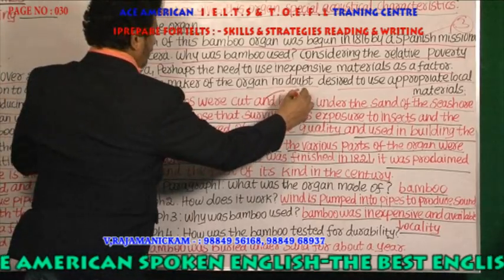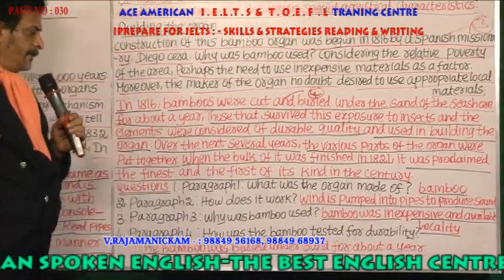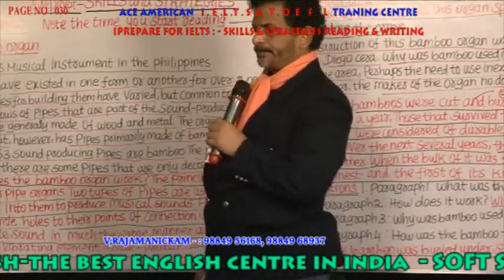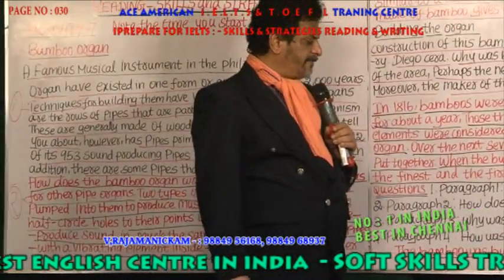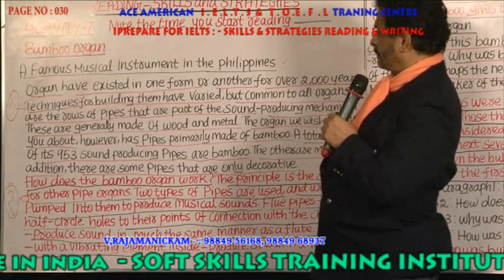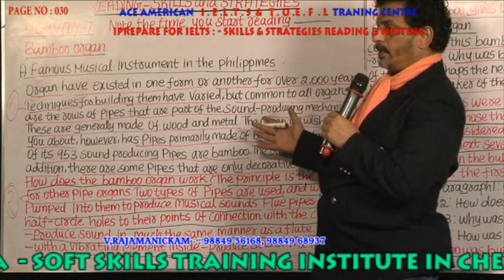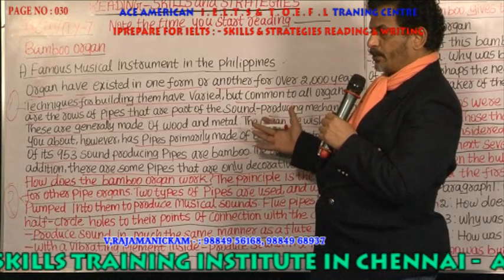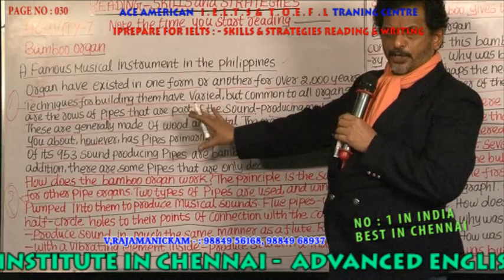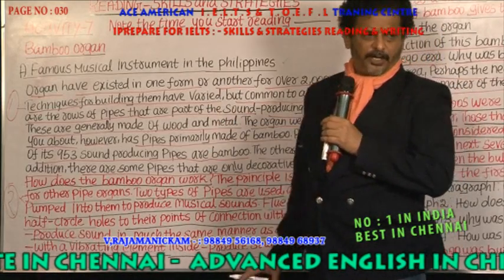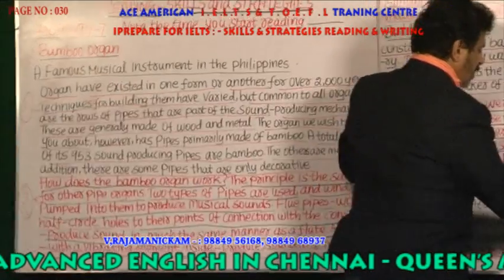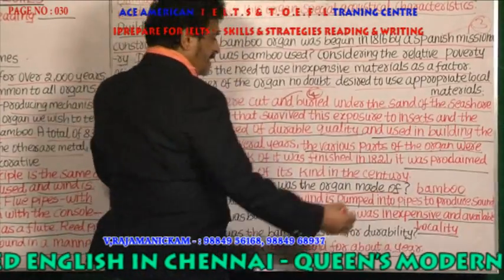So what does the first paragraph say about? Most of the organs are made of bamboos, right? The organ is made of bamboos. This is what the first paragraph is all about. So the question here is, what was the organ made of? The answer is bamboo. This is the first paragraph, first question answer.